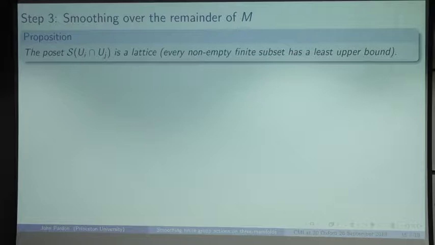Now the real result here is that this poset is a lattice. That is, every finite subset has a least upper bound and a greatest lower bound. This proof uses minimal surfaces, as suggested by Ian Agol.